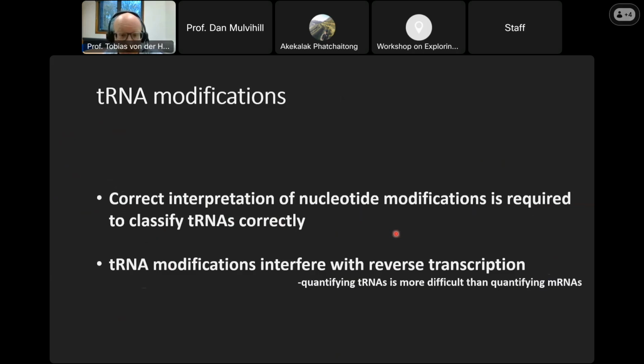But also these tRNA modifications really interfere badly with reverse transcription, and most RNA quantification approaches these days use reverse transcription to first make a cDNA and then quantify the cDNA by sequencing, for example. And because reverse transcription doesn't work well with modified RNAs, quantifying tRNAs is much more difficult than quantifying mRNAs, say, which aren't so badly modified. I told you that we need to understand tRNA levels to do our models correctly. So again, we have a problem here arising from the modifications.